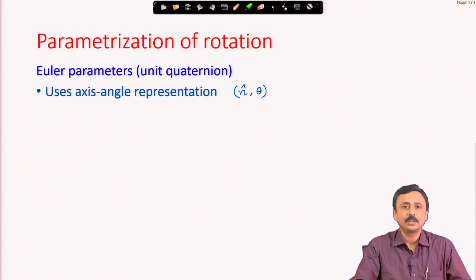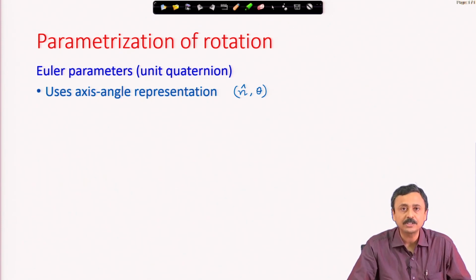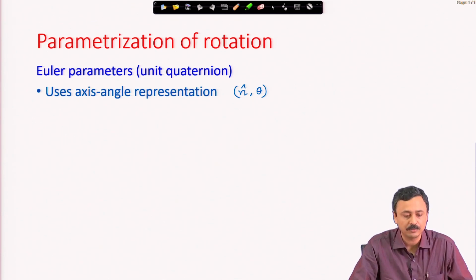an orientation of the body. It represents an orientation of the body in terms of these 3 parameters. Just like position is represented by x, y, z in a certain coordinate system, similarly rotation or orientation of a body is represented by these 3 rotation parameters, but not all parametrization of rotation matrix has 3 parameters, some have more, and we are going to look at one of these. Euler parameters, they are also known as unit quaternions. As the name suggests, quaternion, there must be 4 parameters.